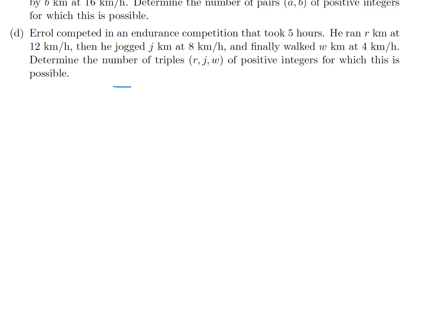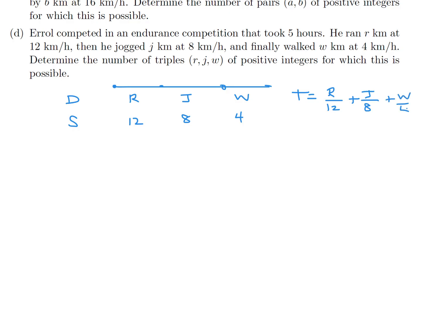So as before, we've got a certain distance here, and it's broken up into R, J, and W for the distance, and the speeds, I should say, are 12, 8, and 4. So the time is, as before, R over 12 plus J over 8 plus W over 4. And the time is 5 hours.